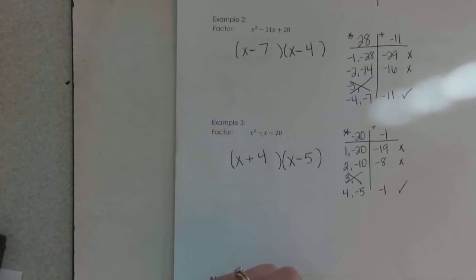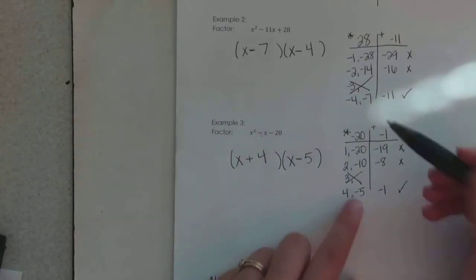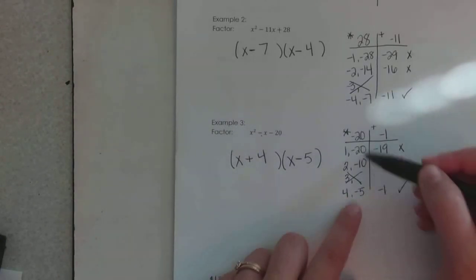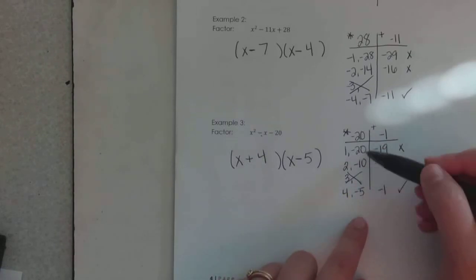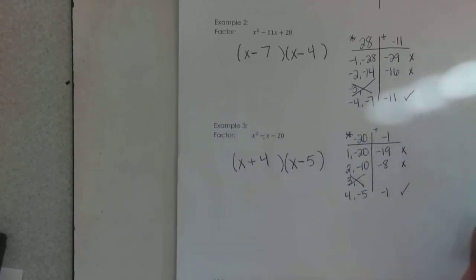So when I said the bigger number is going to be negative, I just filled it in right away. I filled in my bigger number as negative, so when I combined, there we go, we got negative 1.